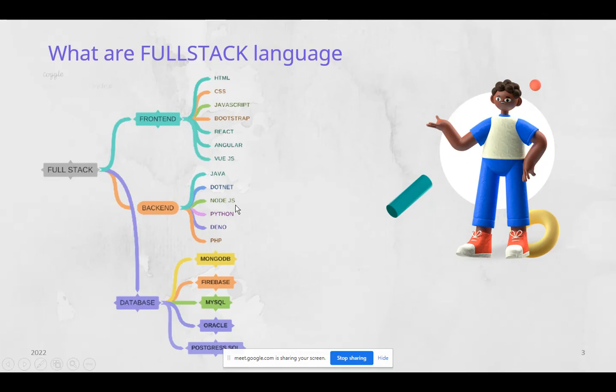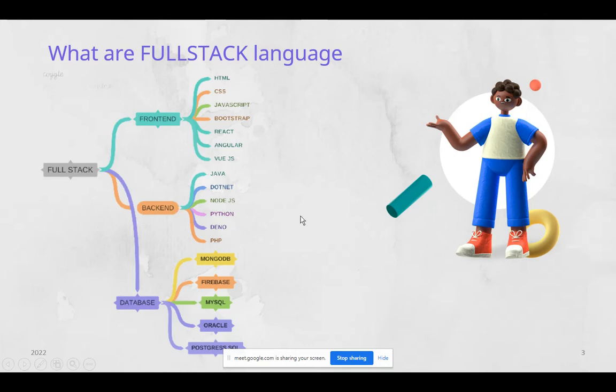The next is the backend. Again, we have backend languages. You might have heard about Java, .NET, and Python. These are all backend languages. Node.js, Django, and PHP are also backend languages.